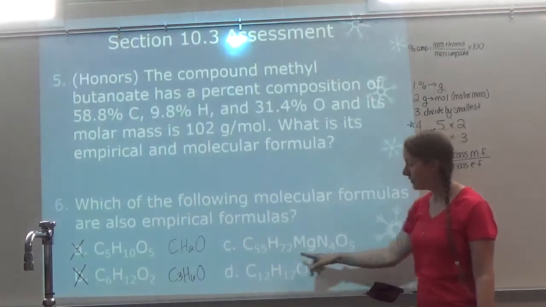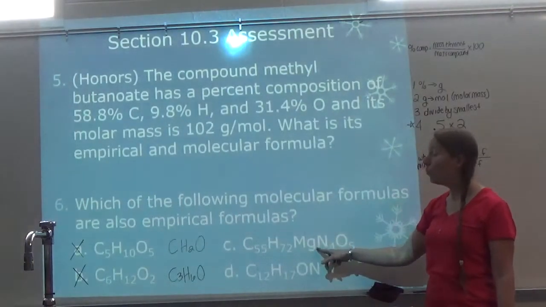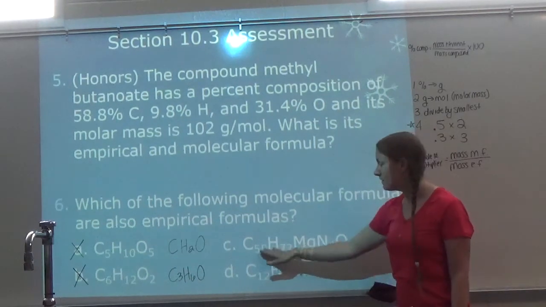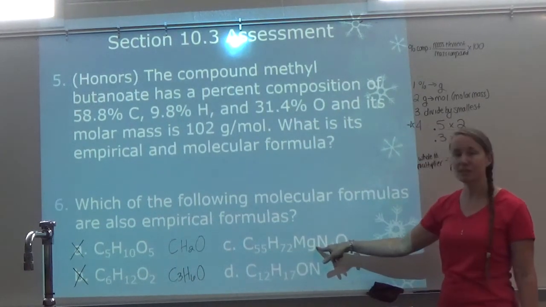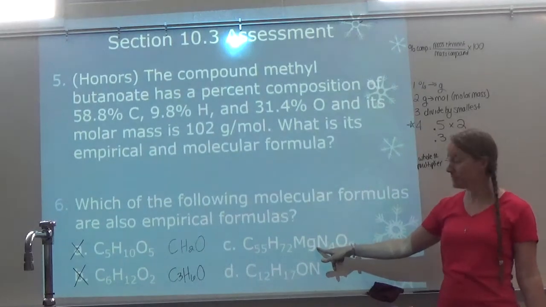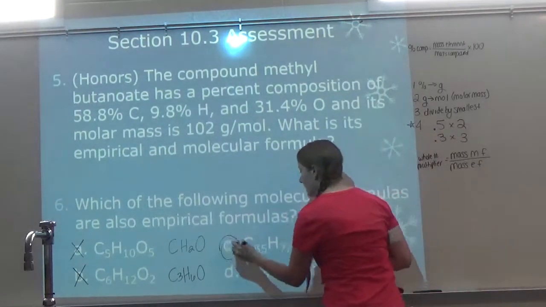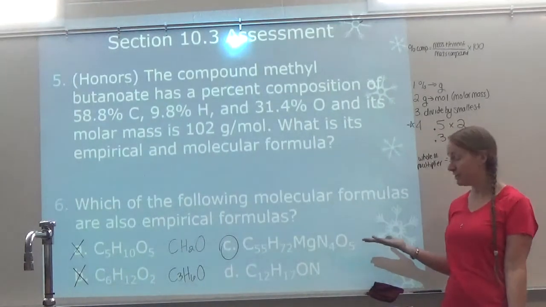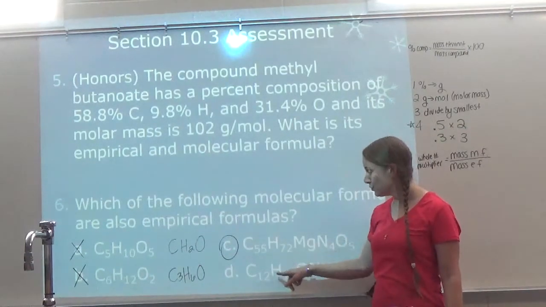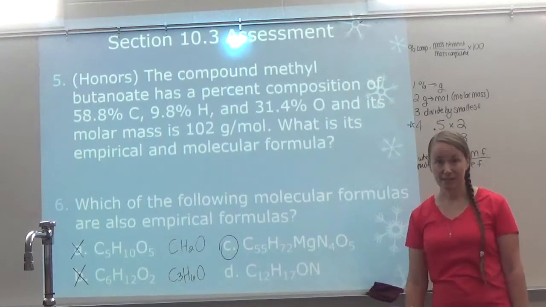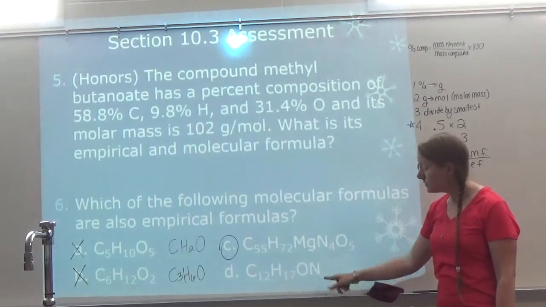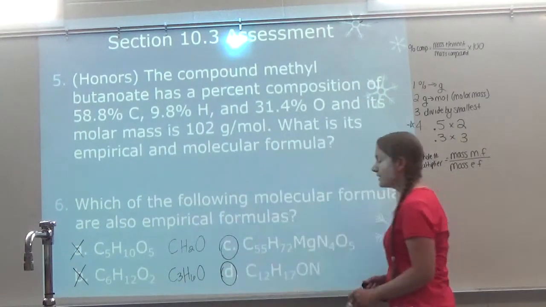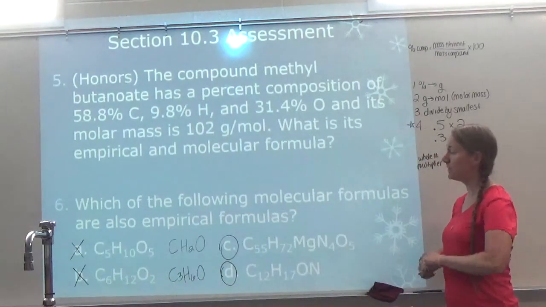In this formula, we have a 55, a 72, 1 for magnesium, 4, and 5. So before you start trying to find multiples, whenever you have a subscript of 1, it cannot be reduced. So this one is a molecular formula, but it is also the empirical formula because we can't reduce it any further. Our last one, we have C12H17ON. So again, we have those subscripts of 1. It cannot be reduced anymore. So this one is also an empirical formula.